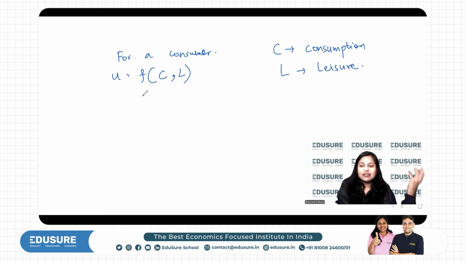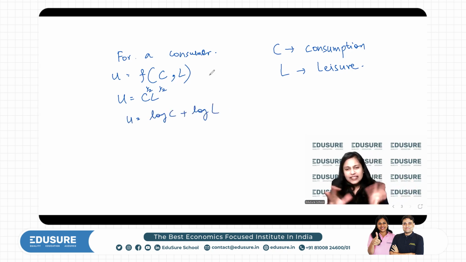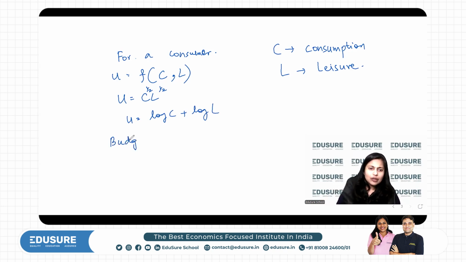If we assume a standard Cobb-Douglas utility function, the utility function would be, let's say, C times L, or C to the power half, L to the power half. It could be U equals log C plus log L. So anything. These are the two goods that he likes. Now we have to form the budget constraint. What's the constraint? If he likes two goods, what's the problem? The problem is that consumption can only be had, our consumption in this model is going to be equal to something called your earnings.